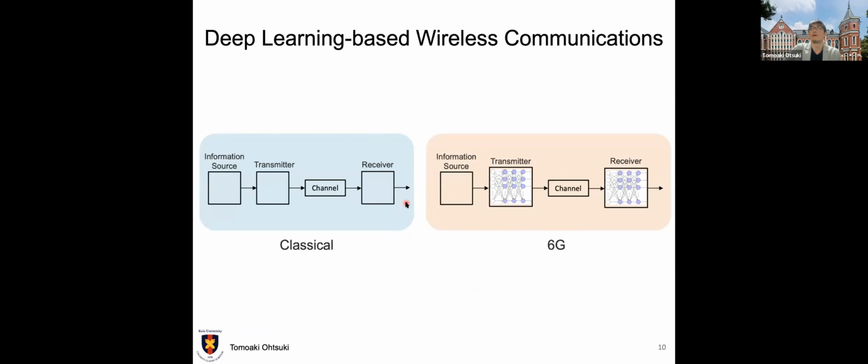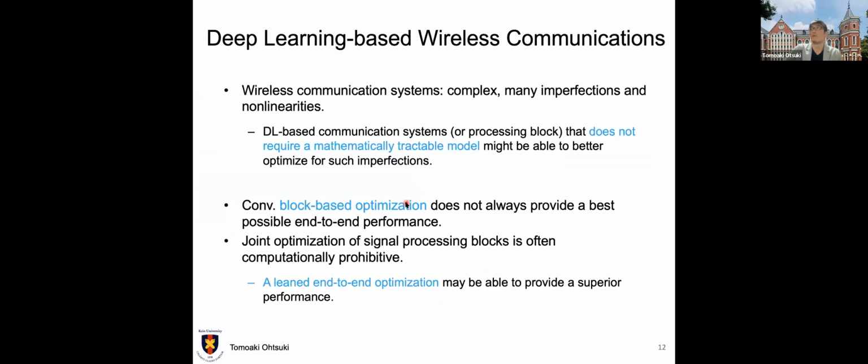Okay, so let's talk about deep learning-based wireless communications. In this talk, I'm mainly focusing on the physical layer, so I will introduce some examples. So why deep learning, or why AI? As you know, wireless communication systems are becoming more complex, and the amplifier and other components contain many imperfections and non-linearity, so it's very difficult to approximate accurately.